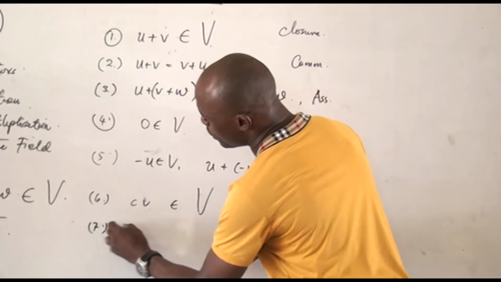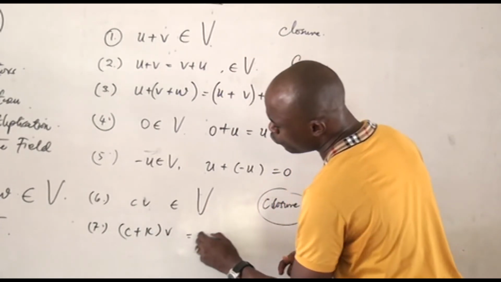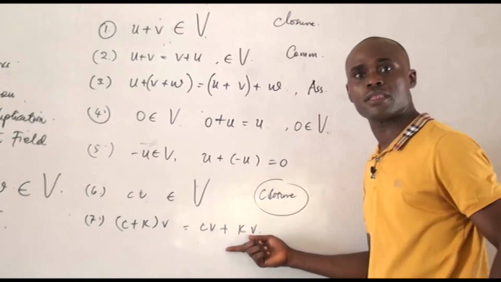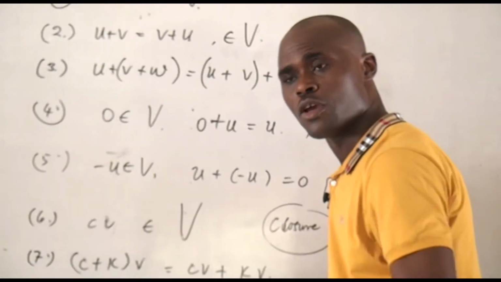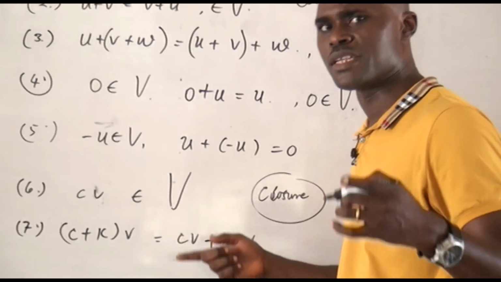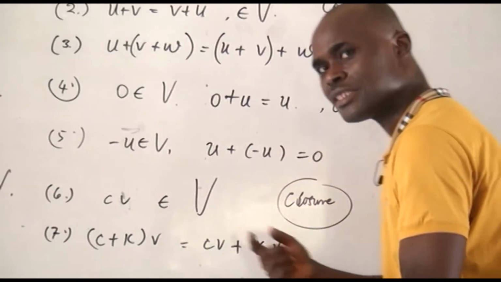We have another property where you add 2 scalars with a v to give you cv plus kv. So this is another property, and it expresses linearity. But anytime we talk about vector spaces and linear spaces, please, we are saying the same thing. A vector space is the same as a linear space, just different terms.